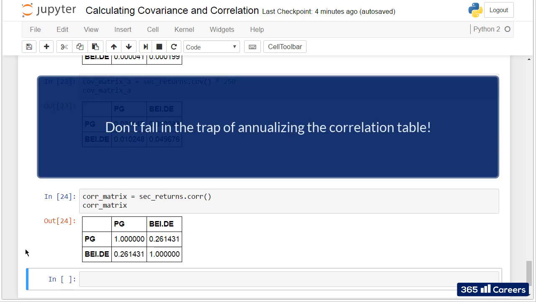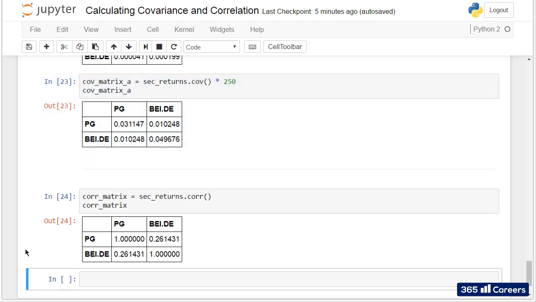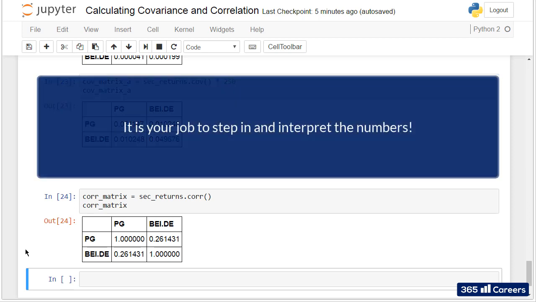Finally, don't fall in the trap of annualizing the correlation table. It does not contain average daily values. It shows us the relation that exists between the two variables. So we need not multiply by 250. In this lecture, we presented a very important concept. Python can help you estimate certain measures, but it is not capable of providing perfect economic and financial rationale. It is your job to step in and interpret the numbers.